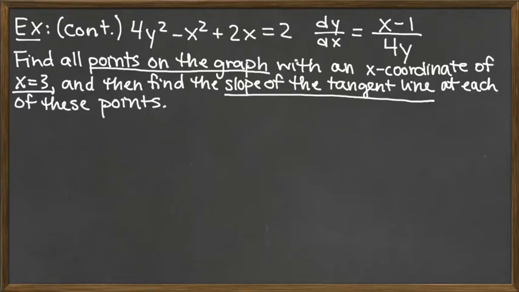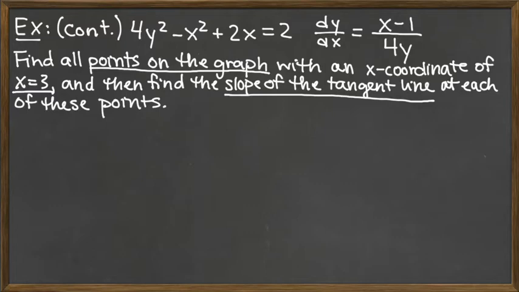Continuing to work with the implicit equation that we had before, 4y squared minus x squared plus 2x equals 2, we found before that the derivative dy/dx is equal to (x minus 1) all over 4y. And so we can utilize this information to answer some different types of questions.